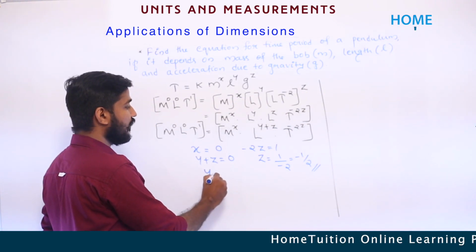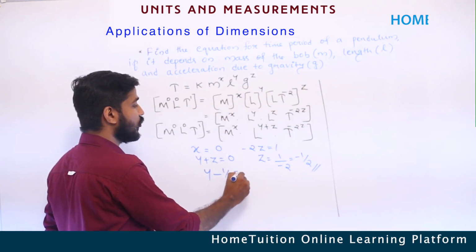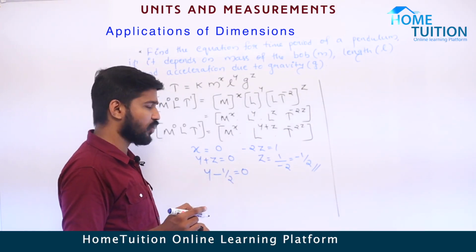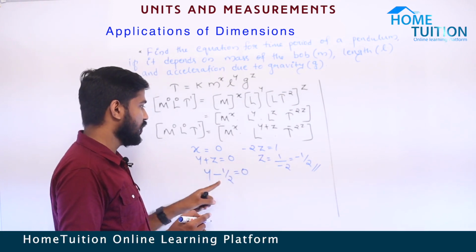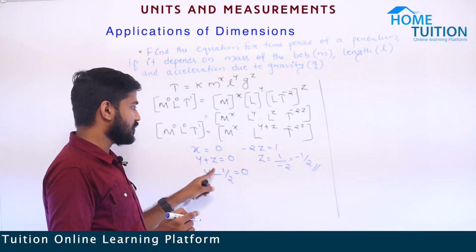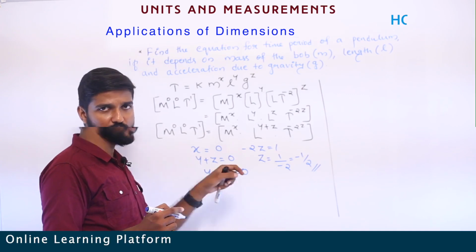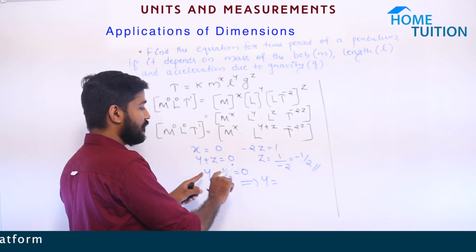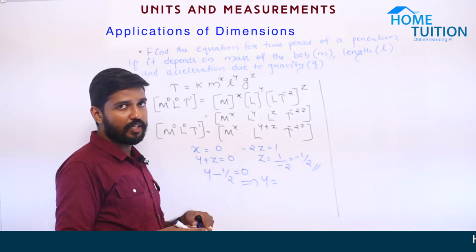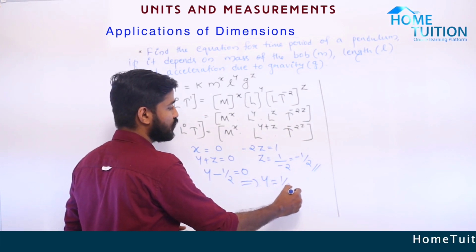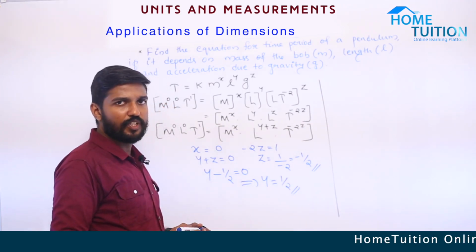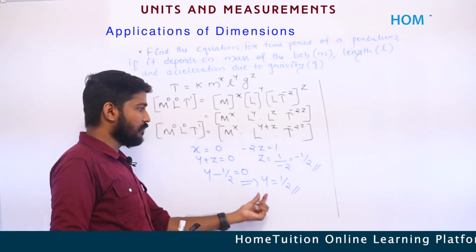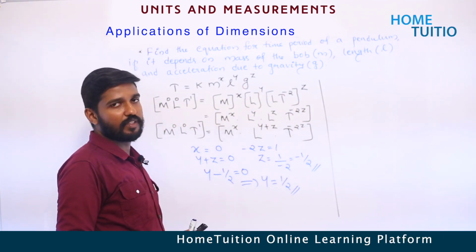On substituting, we get y minus 1 by 2 equal to 0. Why? Because z is minus 1 by 2. So y plus z, that is y minus 1 by 2, equal to 0. Which implies y equal to, when the minus 1 by 2 goes to the right hand side it becomes plus, 1 by 2. So we got all the exponents: x equal to 0, y equal to 1 by 2 and z equal to minus 1 by 2.